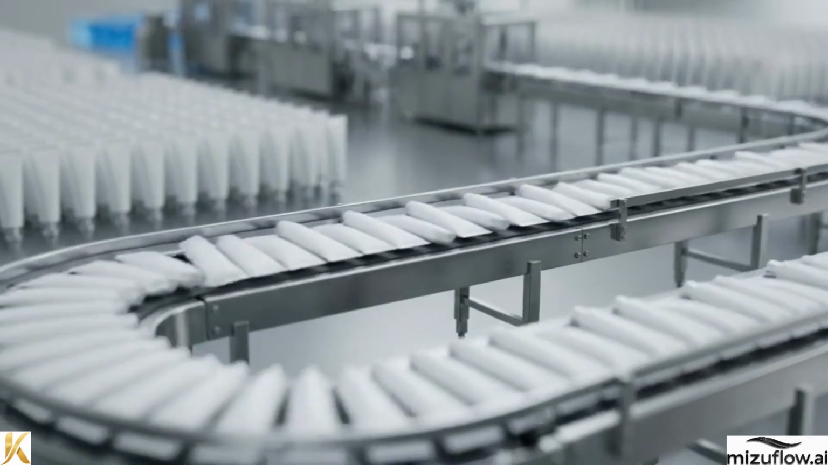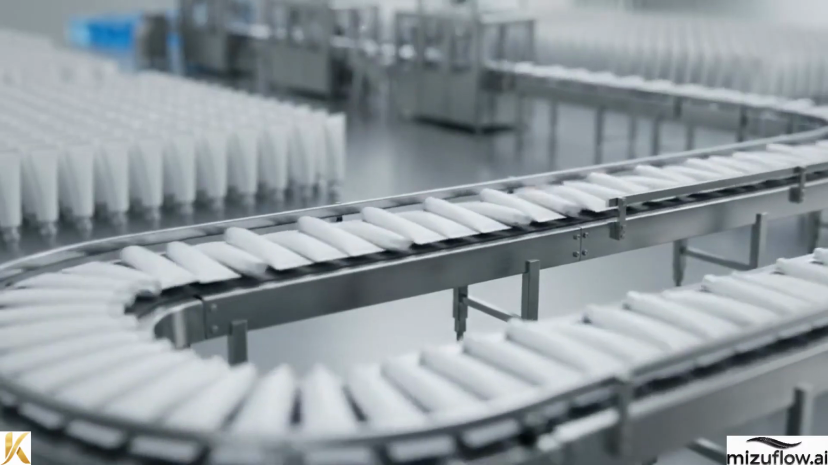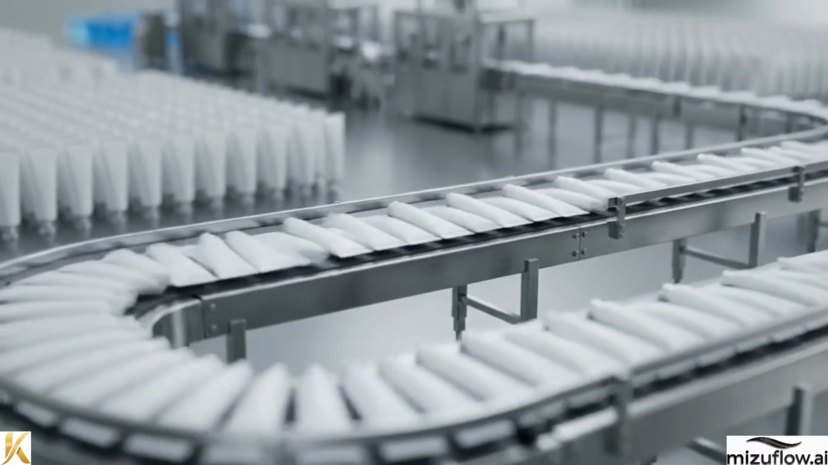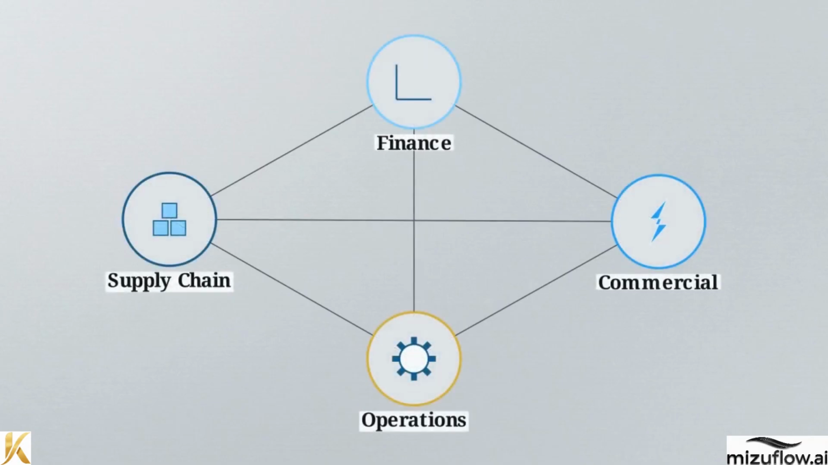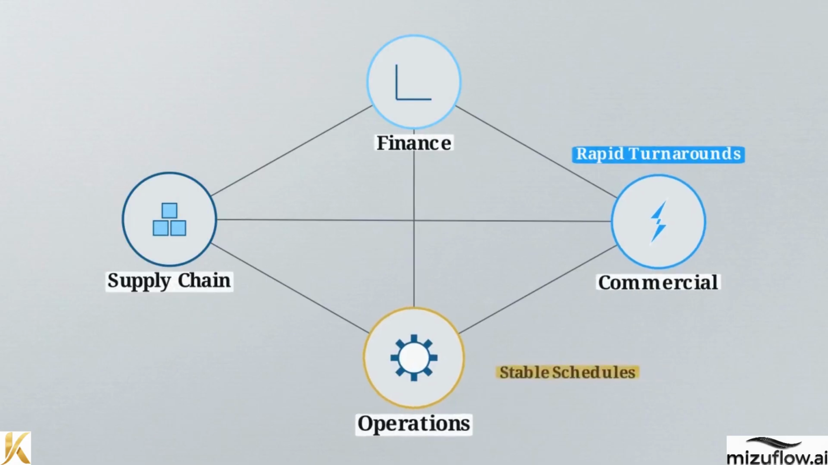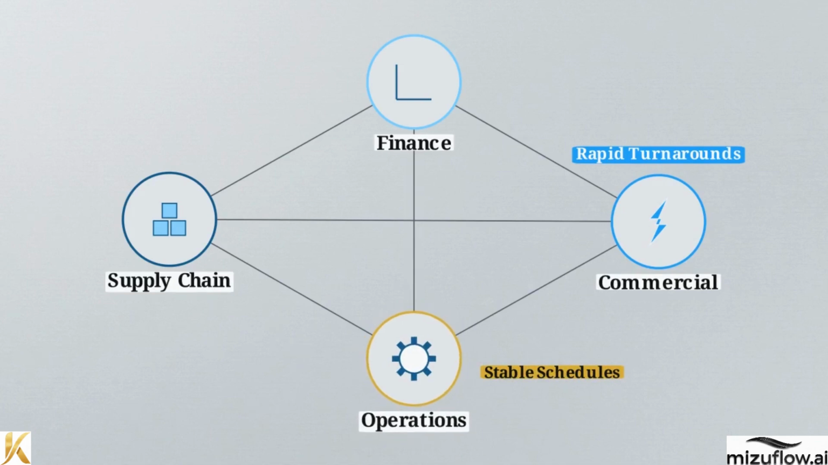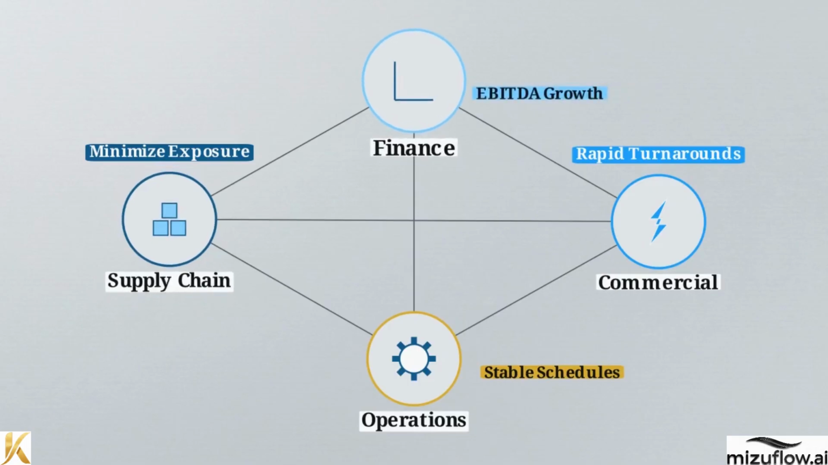Inside a pharmaceutical contract development and manufacturing organization, millions of units, creams, ointments, and gels move across the production floor every month. Behind this physical motion is a constant, invisible battle between four core departments. The commercial team promises rapid turnarounds to secure growth. Operations demands stable, predictable schedules to keep labor and machines utilized. Supply chain strips away raw material inventory to minimize exposure, and finance expects consistent EBITDA growth.